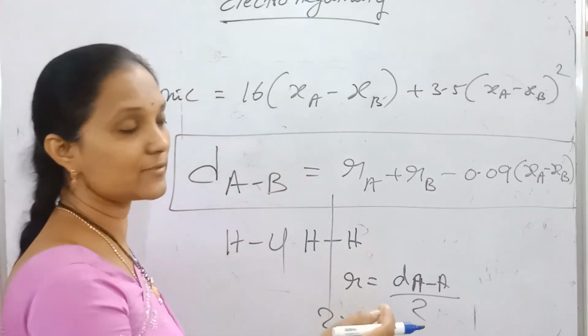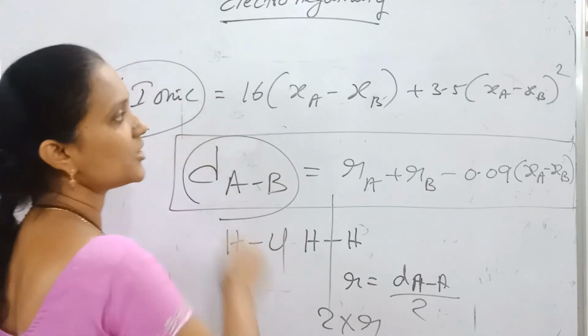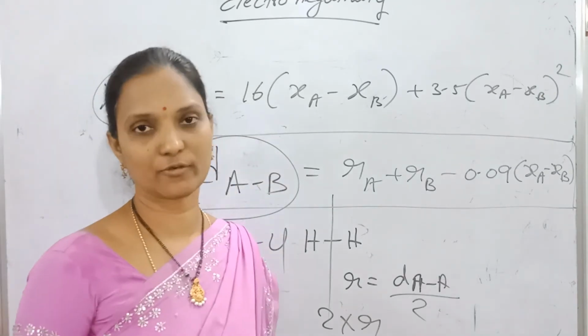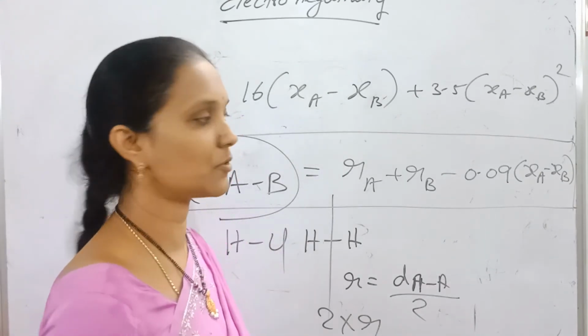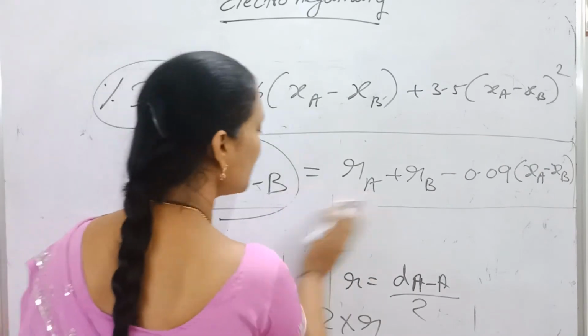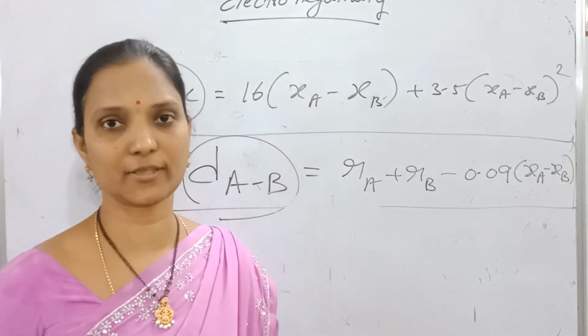So using electronegativity, we can calculate the bond length, we can calculate the percentage of ionic nature, and we can find the nature of the bond, whether it is an ionic bond, a covalent bond, or 50% ionic and covalent. And one more use, we can identify the acidic strength also.